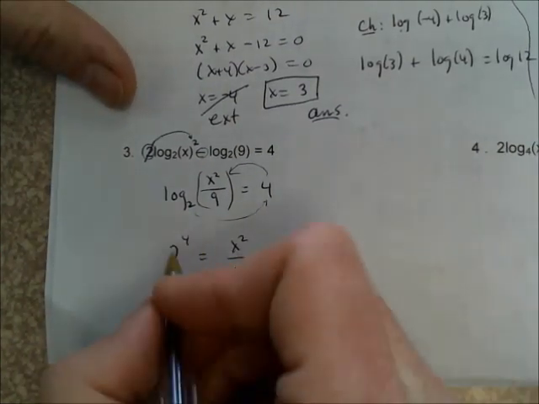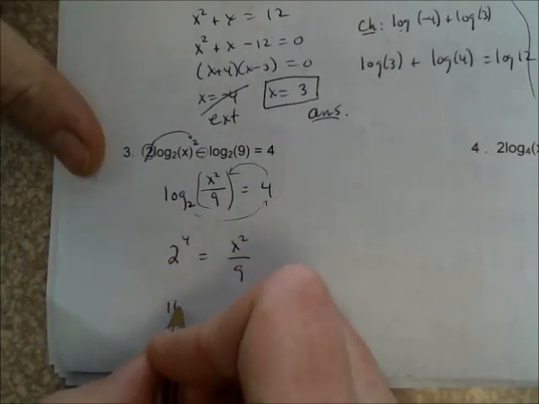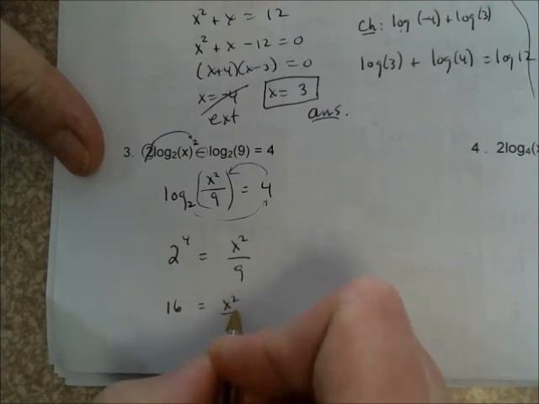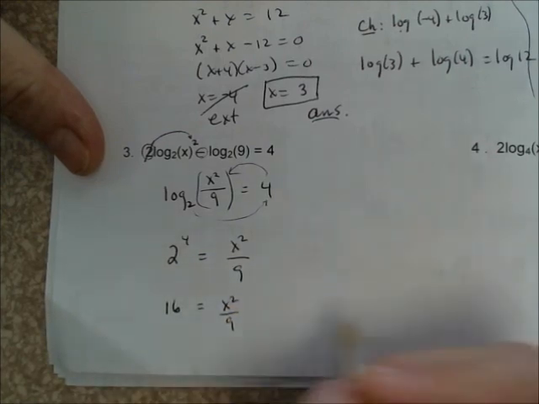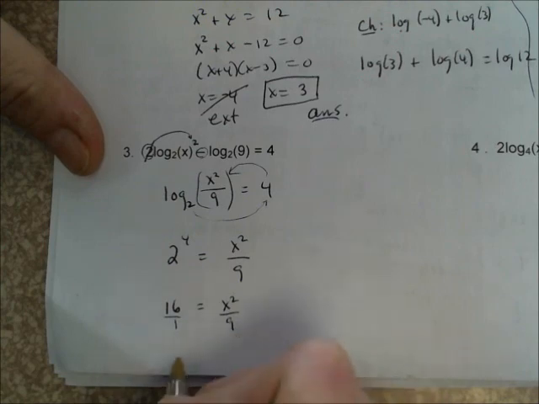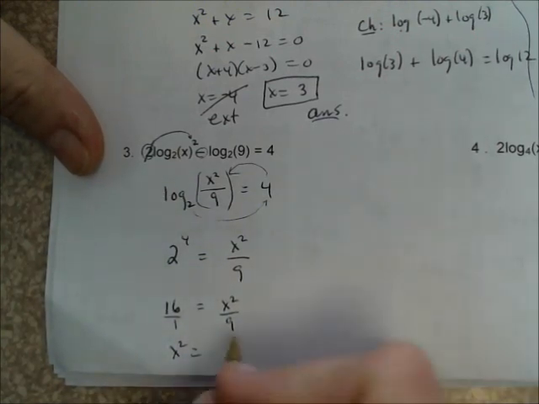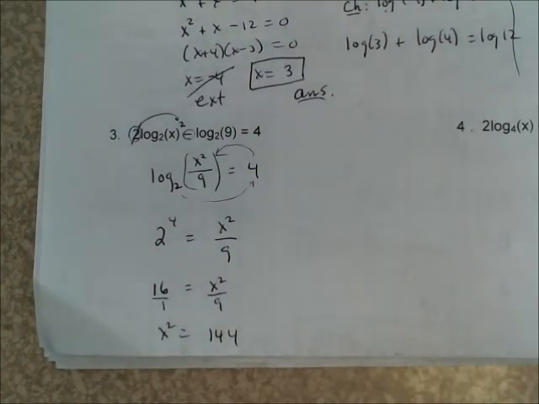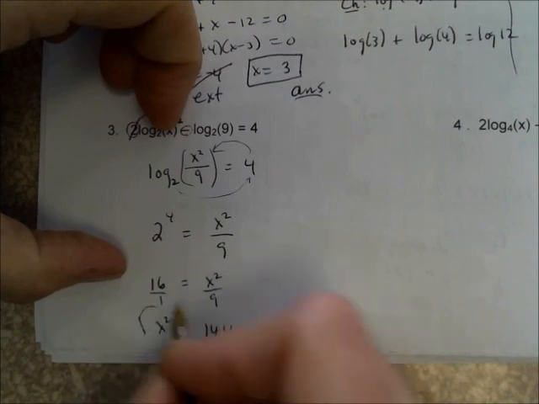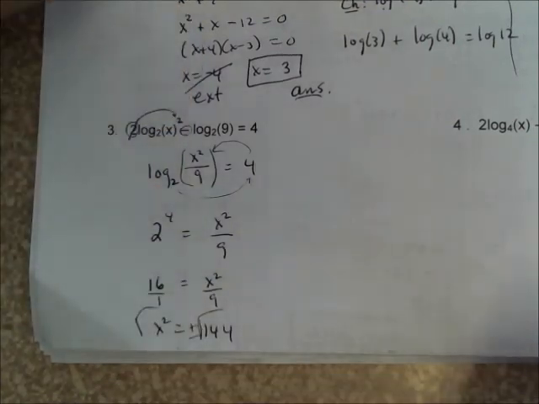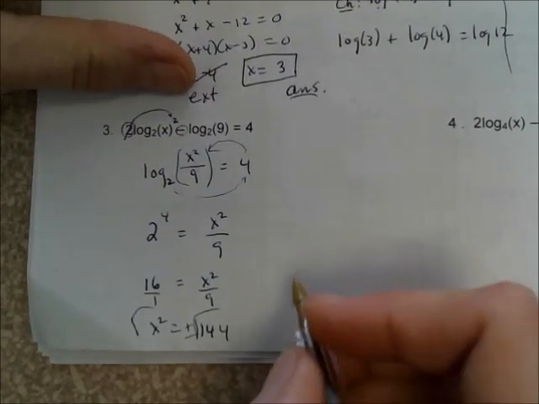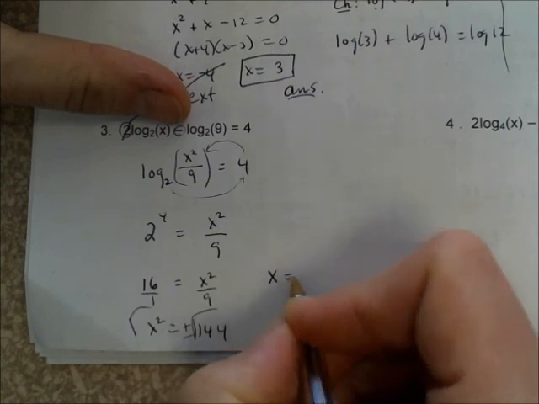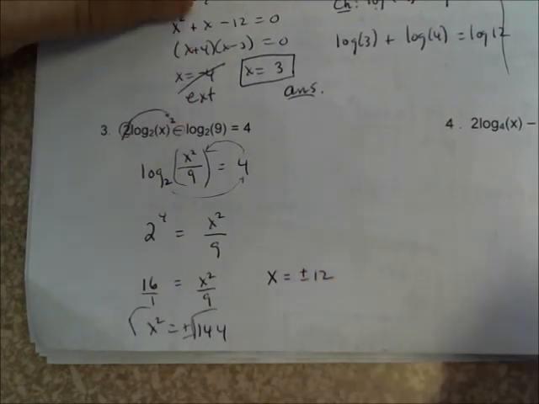Rewriting. Well, 2 to the 4th is 16. 16 is equal to x squared over 9. Cross multiply, x squared equals 16 times 9, which is 144. And if you take the square root, make sure you take the plus and minus square root of the right-hand side. So x is equal to plus or minus 12.